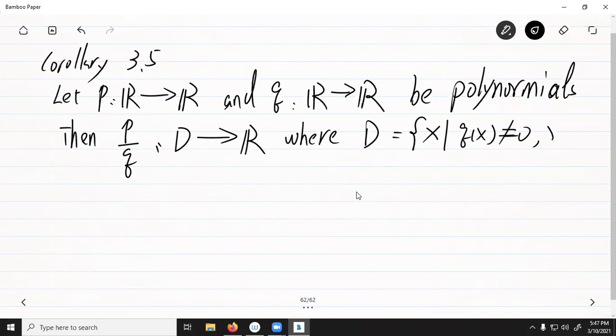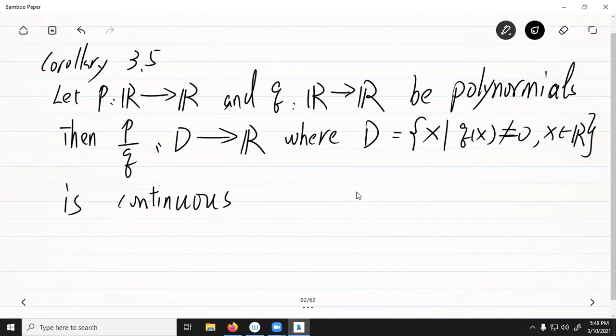On this D, this function is continuous. We will not prove it because you can just use the result from before. We consider this D, from R to R is continuous. Of course, from R to D is also continuous for P and Q, right? Then P over Q would be a function from D to R. Then you can use the previous result, right? P over Q should be continuous, okay?